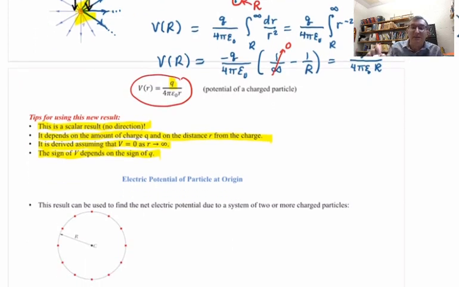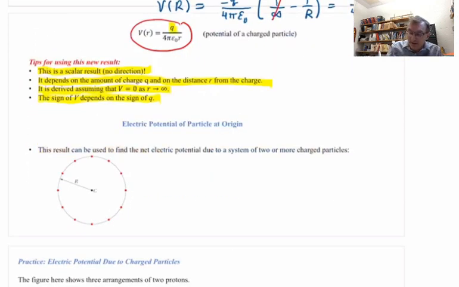Okay, just a little bit of practice just to show you that it's really quite easy to work with electric potential. Easier than working with electric field. How about the electric potential of a particle? Let's look at this application of electric potential for a point particle. We're going to use this result to find the net electric potential due to a system of two or more charged particles.